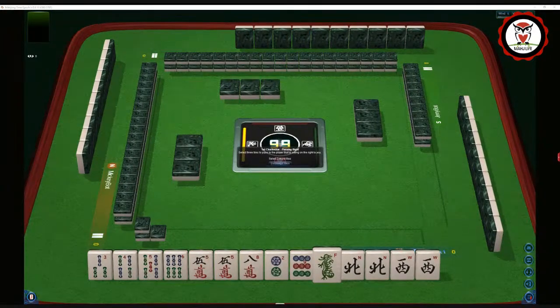So full screen, we have 3, 4, 5, 6 in bams, 5, 8 in cracks, pair of 5s, 2 dot, 9 dot. Then we have a green dragon, a pair of norths, and a pair of wests. So our multiples here are 5 crack, north, and west. So whatever we do, we're going to try to use those.